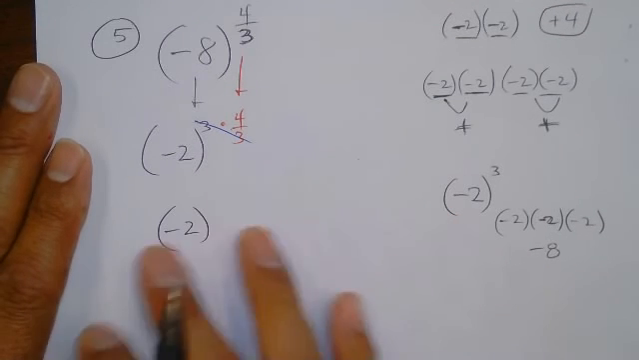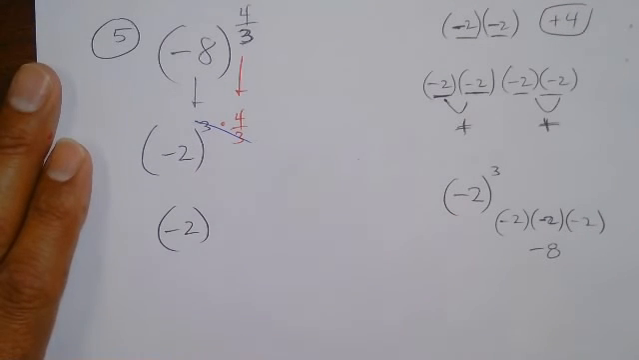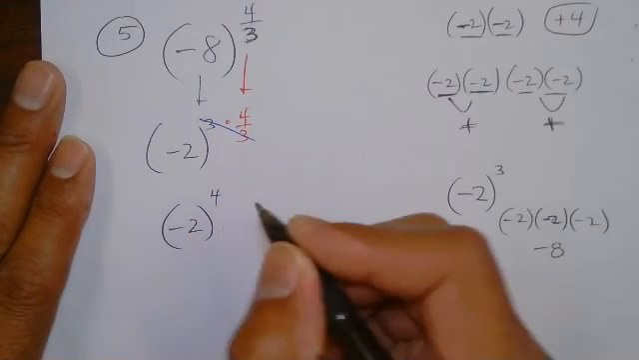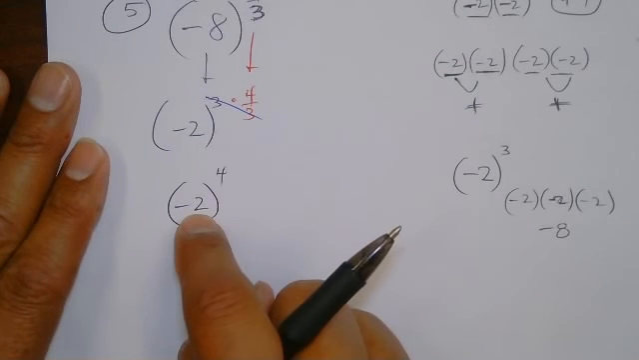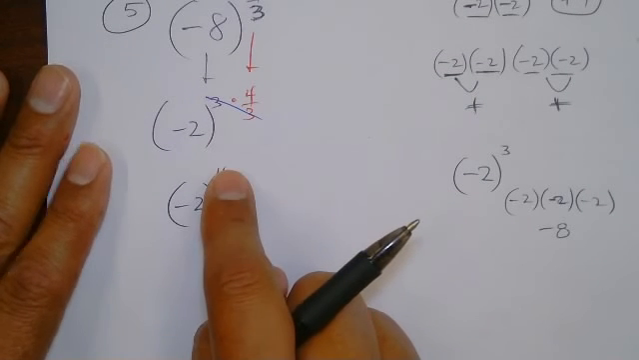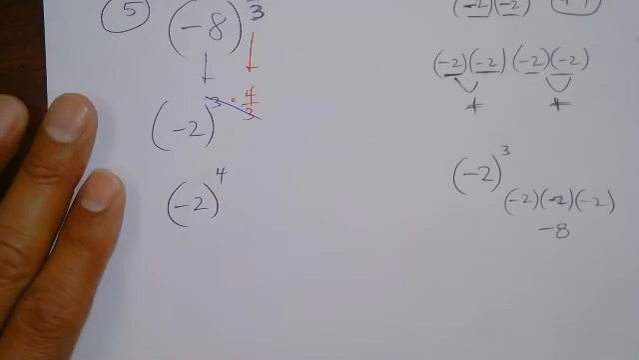Okay, so these are going to cancel. What's left? Negative 2 to the power of what? 4. What is negative 2 to the power of 4? Is that going to be a positive answer or a negative answer?